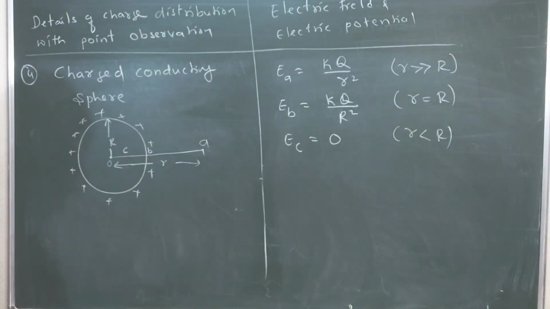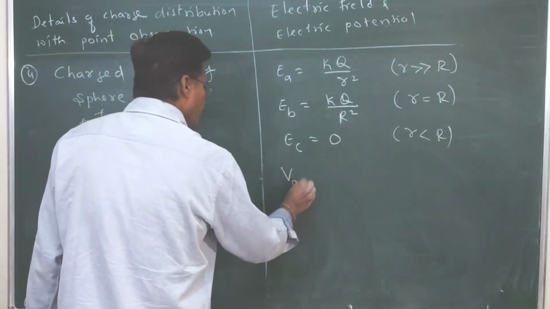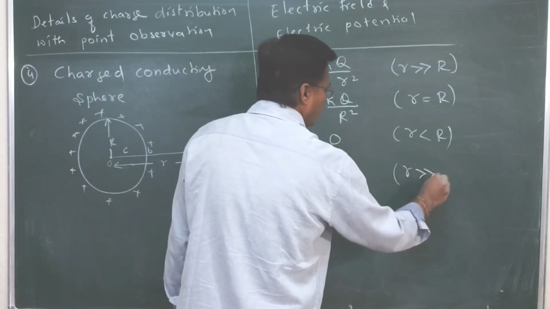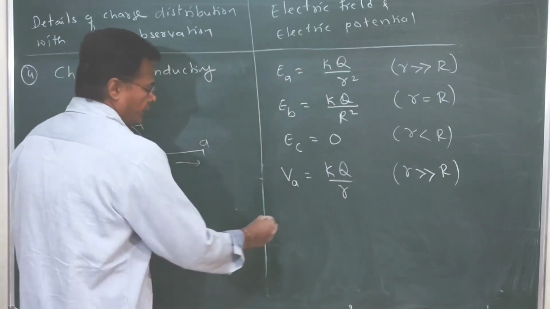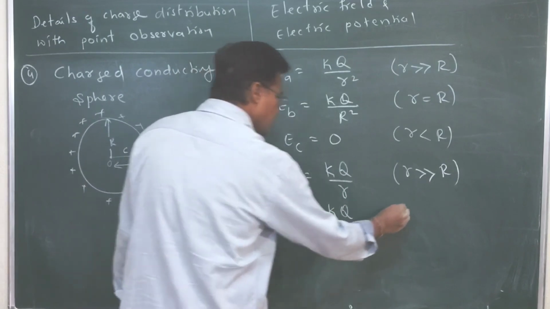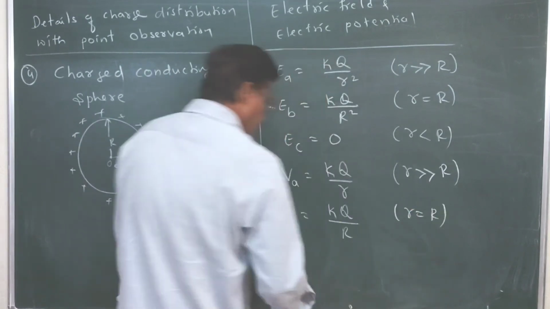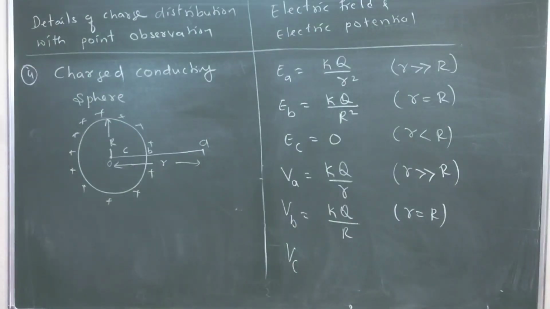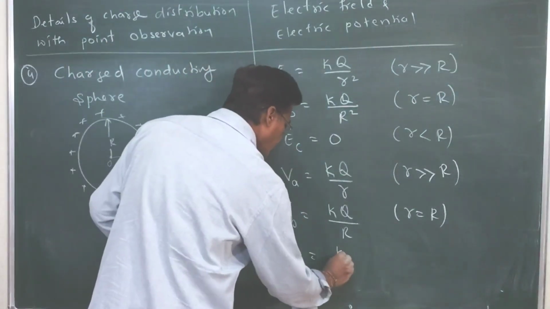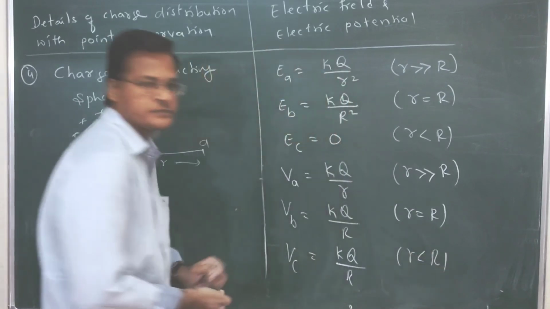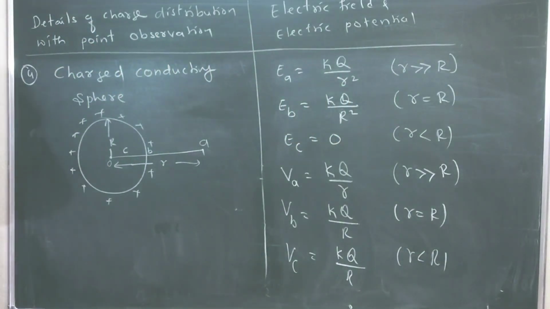Now what about the potential? At point A, VA equals KQ by r, for r much greater than capital R. VB equals KQ divided by R, where r is equal to capital R. And VC, the surface potential, inside also is the same: VC equals KQ divided by R, for r less than capital R.